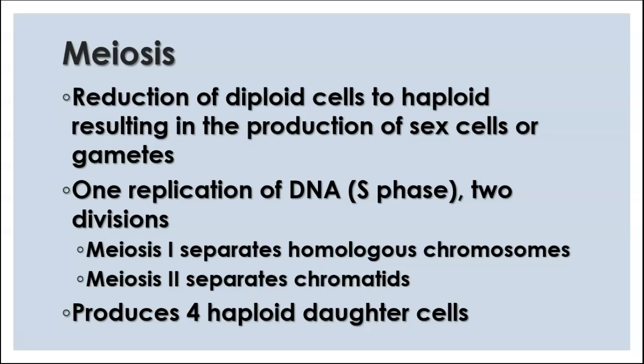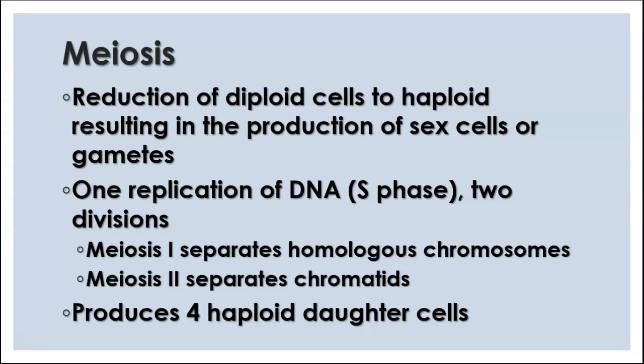So, as a review, meiosis, remember, is the reduction of diploid cells to haploid. This is how we get gametes, or sex cells, that have half the number of chromosomes, which is important to maintain the chromosome number of the species. In the whole process, there is one replication of the DNA in the S phase. There is an interphase that precedes the entire meiosis process and has an S phase where the DNA is replicated, but that's followed by 2 separate divisions.